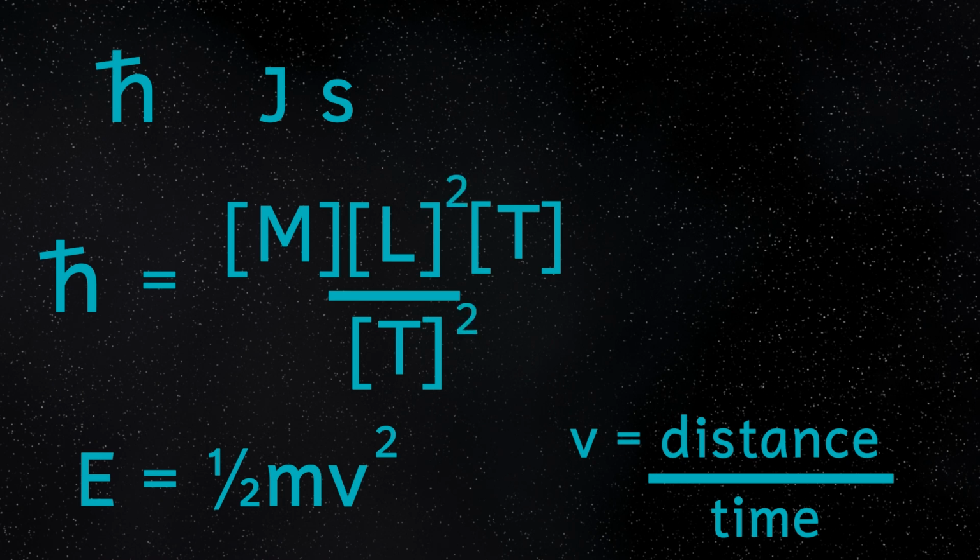My dimensions for h bar are then mass multiplied by length squared, divided by time squared, and then multiplied by time. This time here will cancel with one of the times here, and so our final dimension for h bar is M L squared divided by T. Rearranging it slightly, we have M L squared T to the minus 1.